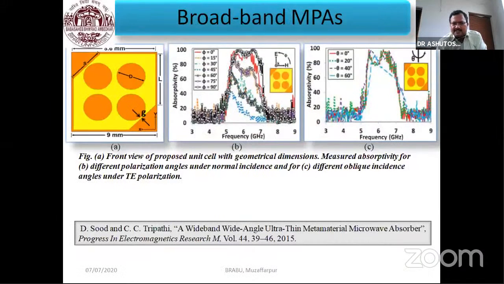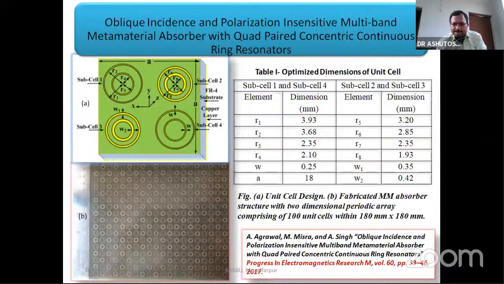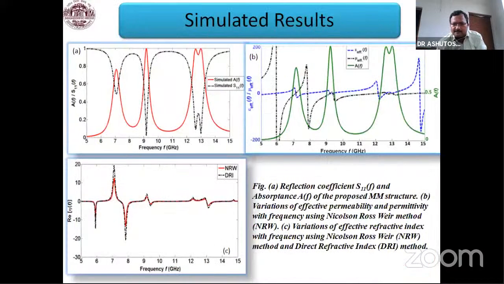So these structures can give a wide band response. You can see these are split ring resonators. I have taken some results from published literature, and we have more than 10 gigahertz bandwidth. So it's quite high. This work I have published, and 4 cells we have used in 1 unit cell. So that will give a good response and a wide band response.